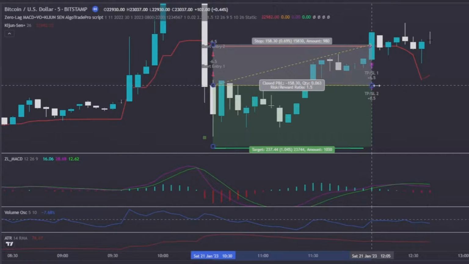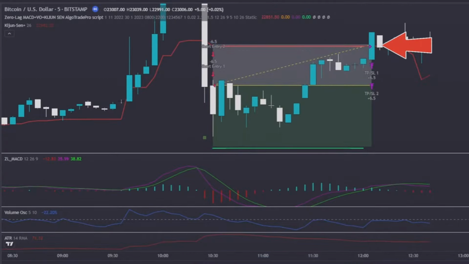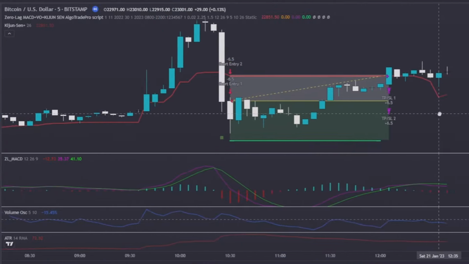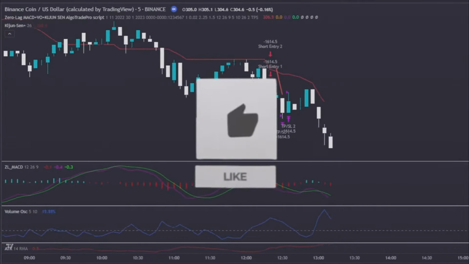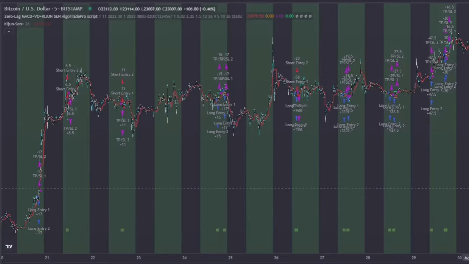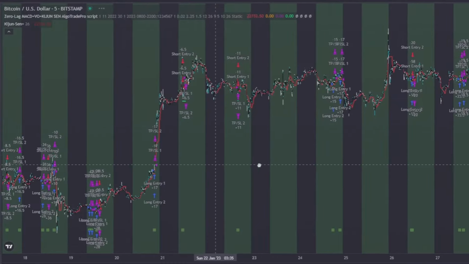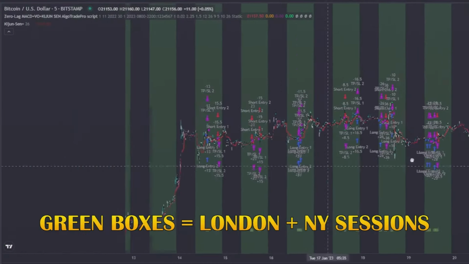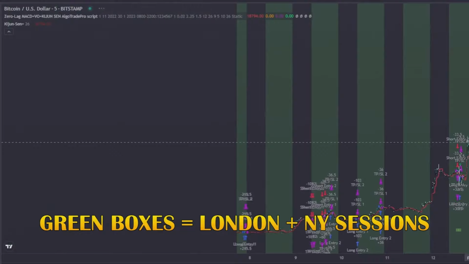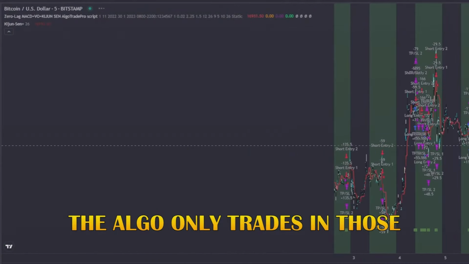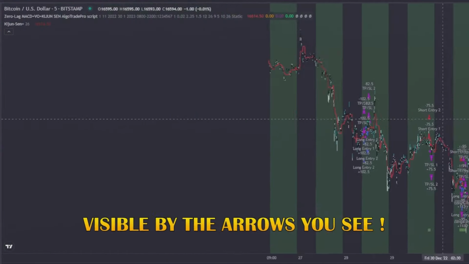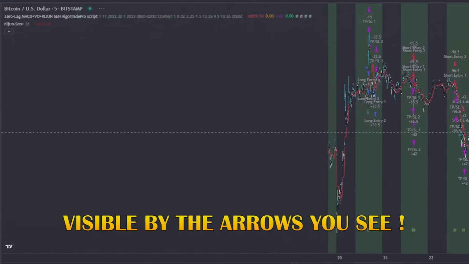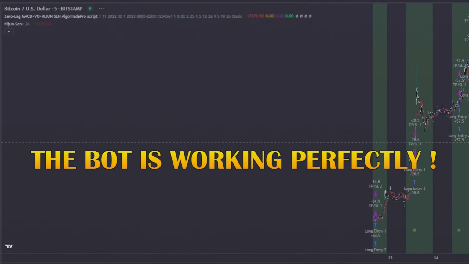As you can see, this trade reached the stop loss here, and the algo closed the trade. So, as you can see, the algo is working correctly. The London and New York sessions are marked on the chart with the green boxes, and, as you can see, the algo only trades in those periods, visible by the arrows that you see. So, it is really working perfectly.